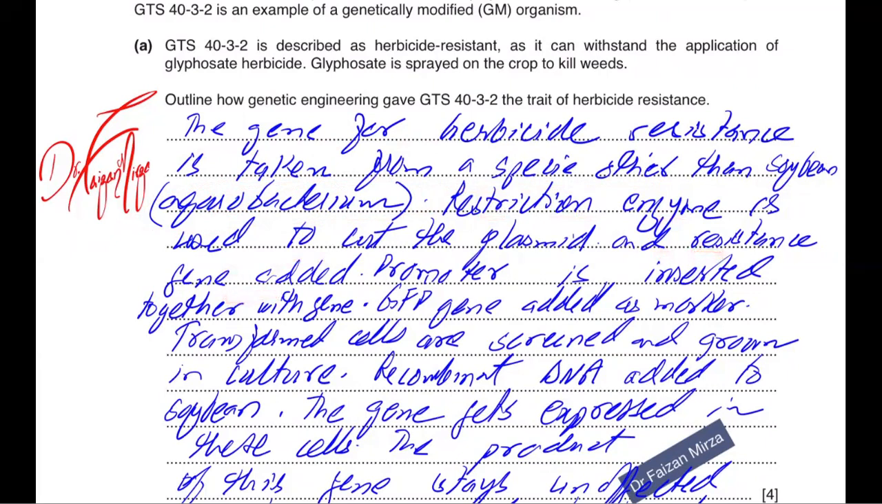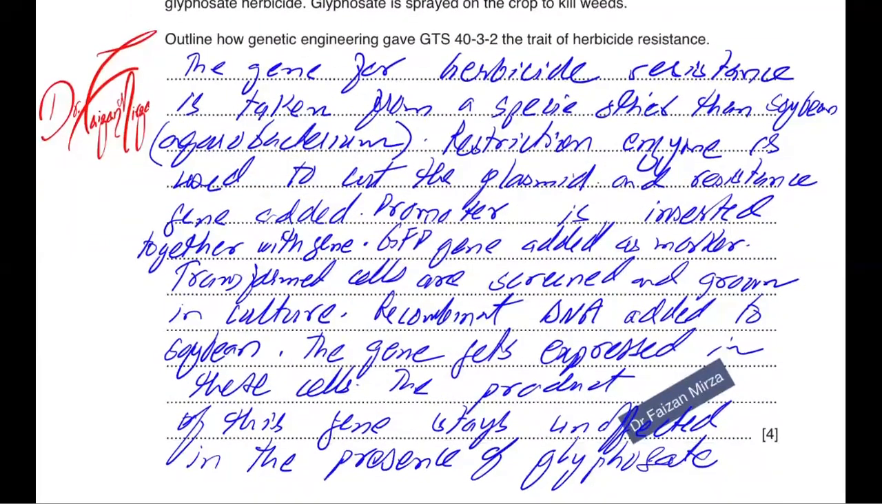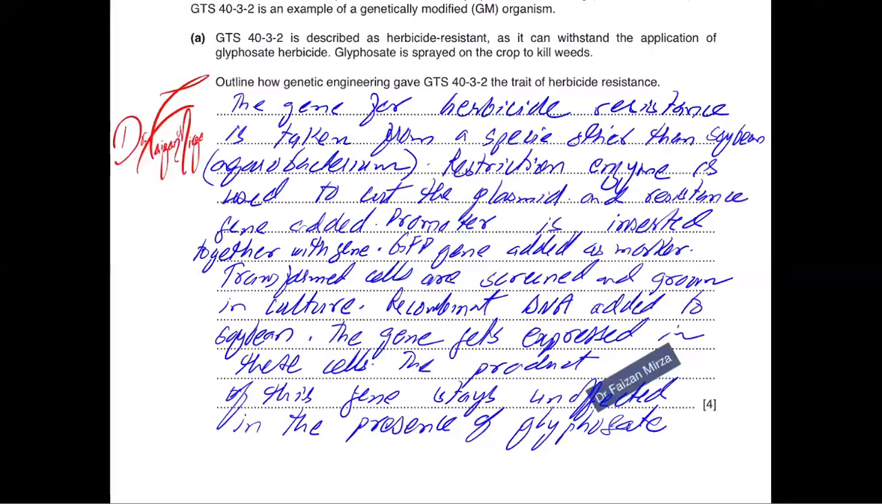The promoter is then inserted together with the gene, because we know the gene will not switch on until the promoter is there. We add a GFP gene as a marker so that screening is possible. The transformed cells are then screened and grown in culture. The recombinant DNA is added to the soybean. When this is added, the gene gets delivered and expressed inside these cells. The product of this gene stays unaffected in the presence of glyphosate. So you basically summarize all the procedures that went into making this organism herbicide resistant. You have to outline; you don't have to give a detailed description.